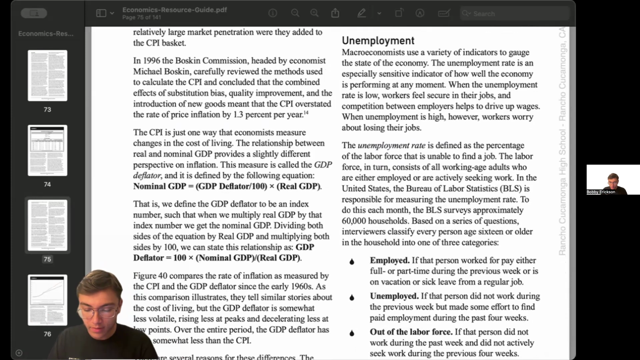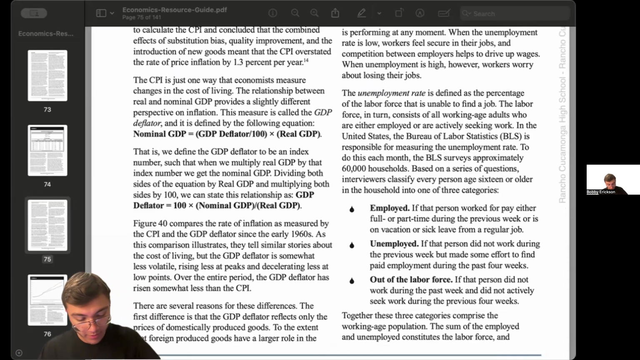Macroeconomists can use not only production and GDP to understand the state of an economy, but also the unemployment rate. This is important for understanding how an economy is performing. It's a sensitive indicator, in fact. When the unemployment rate is low, as you would assume, workers feel secure in their jobs, and there's competition that helps drive up wages. However, when unemployment is high, so fewer people are being hired, workers will worry about losing their jobs.